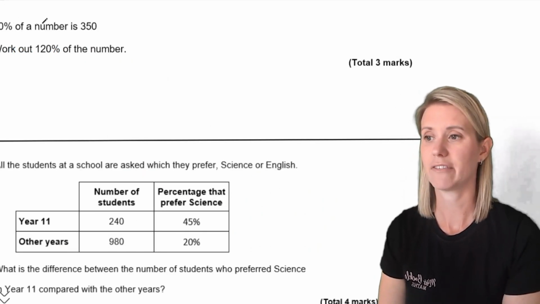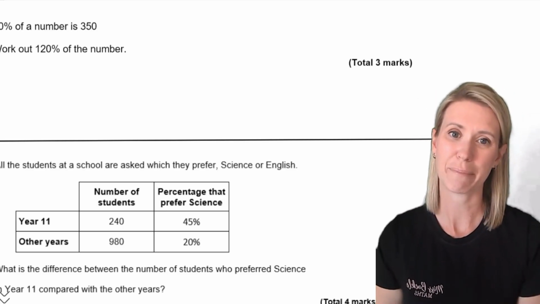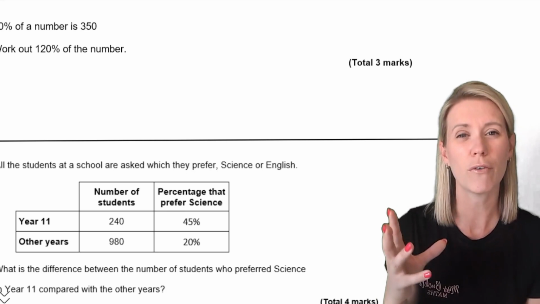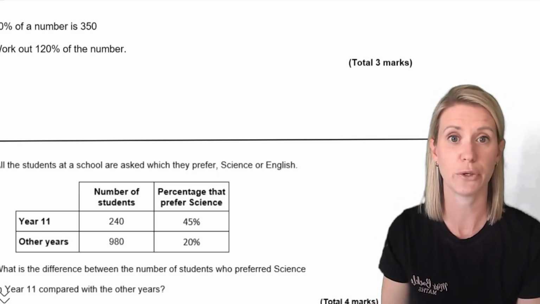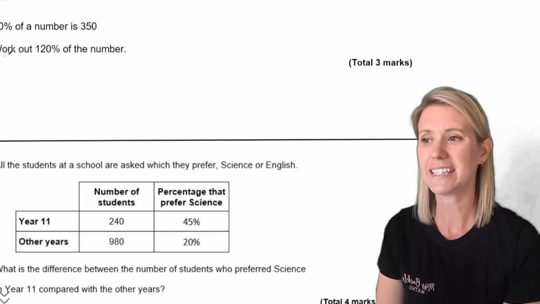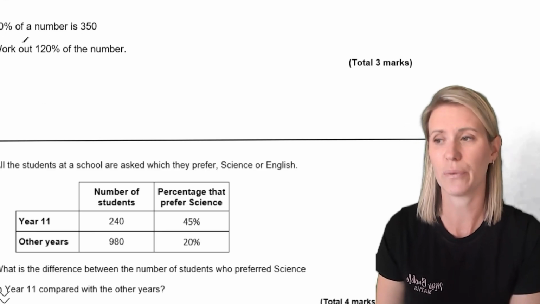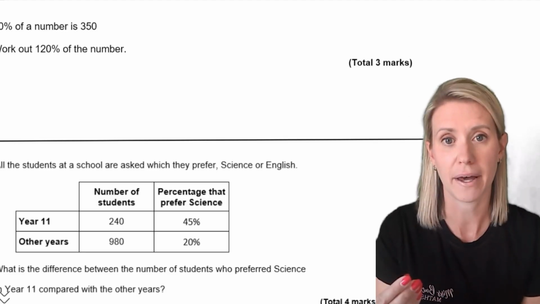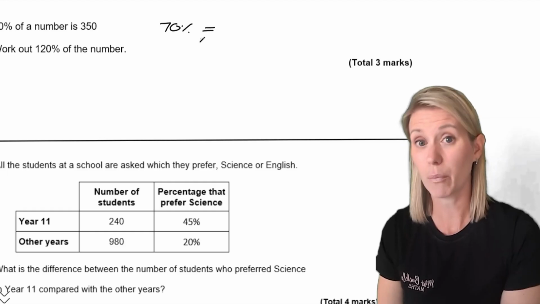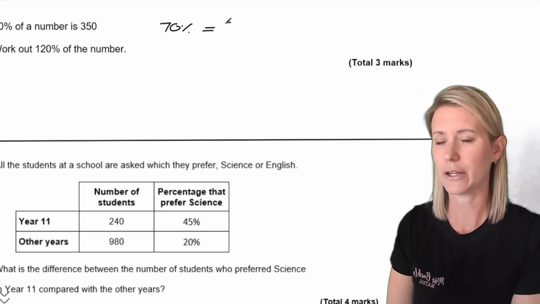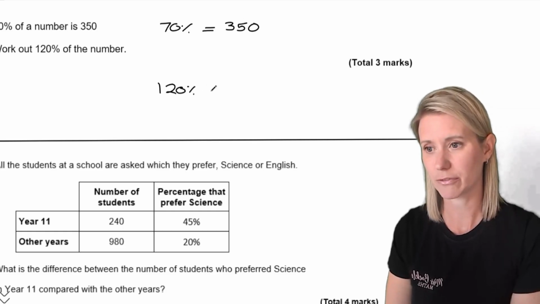So 70% of a number is 350, work out 120% of the number. Now I've put this one in here because it's slightly different and there will be a whole video based on reverse percentages, but I thought it's important to also put them side by side so you can see the difference. Now this is not asking you for 70% of 350, it's telling you 70% of a number is 350. So 70% of a number, we don't know what the number is, but we know that it's equal to 350, and it wants you to work out 120% of that number.